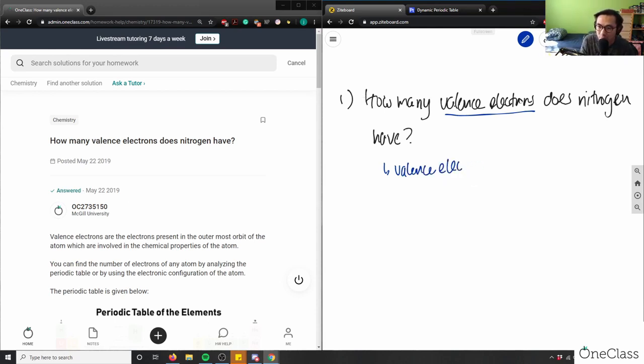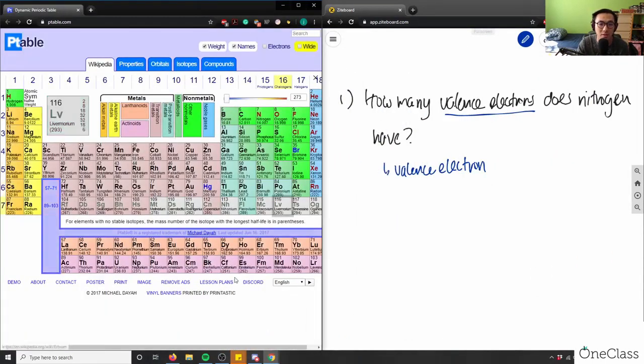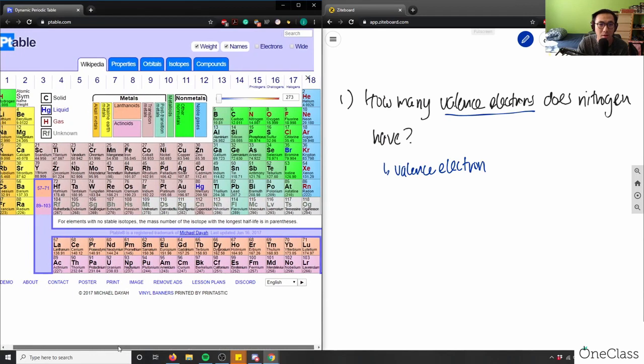And then we also have to think about where nitrogen lies on the periodic table. After a minute or so, I'll show you where it lies on the periodic table. So it says here, how many valence electrons does nitrogen have? Again, take a moment to think about this question and then we'll reconvene in about a minute.